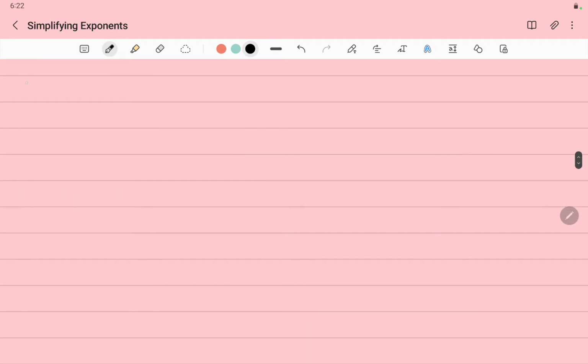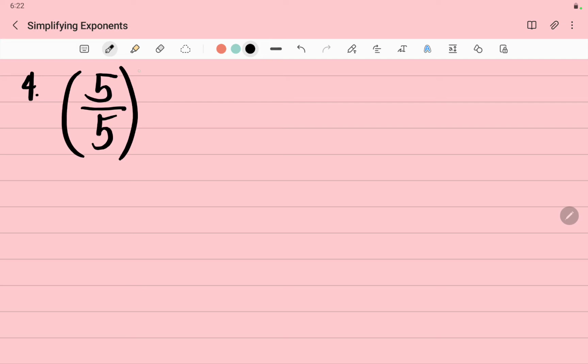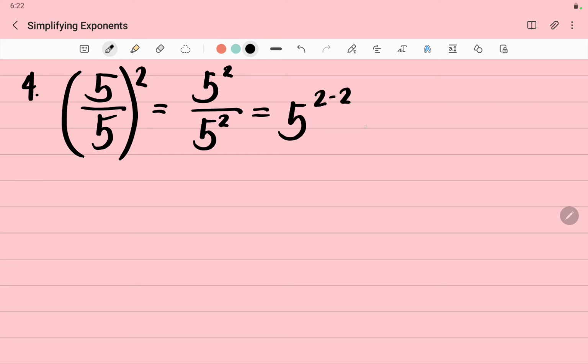Next, number 4. We have 5 raised to 2 divided by 5 raised to 2. So in this part, we will be using power of a quotient. So we have now 5 raised to 2 minus 2. We have now 5 raised to 0. And power of 0 exponent, we have now 1. Okay, number 5.